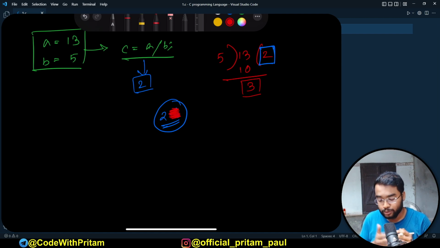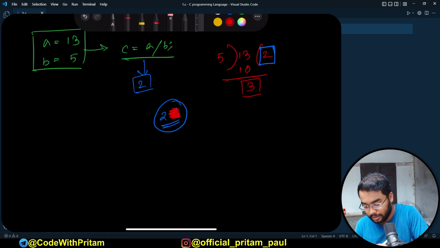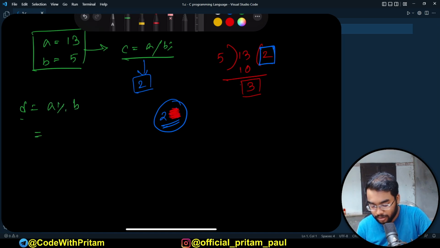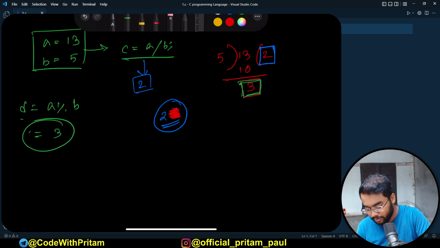Okay, and also we will have a lot of examples there, so don't worry. Right now you just have to remember that division means integer division, and 13 divided by 5 is equal to 2. Now let's have another one, like D equal to A modulus 5. Sorry, D equal to A modulus B. So now 13 divided by 5 will have the remainder 3. Okay? So D will be equal to 3.